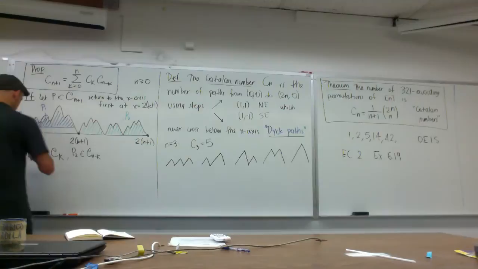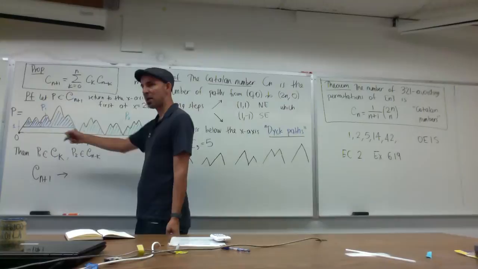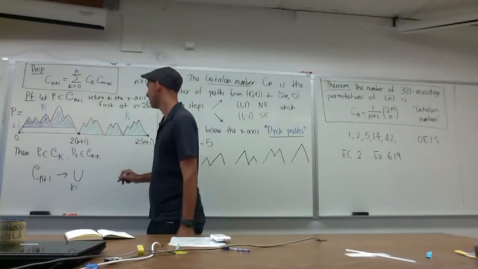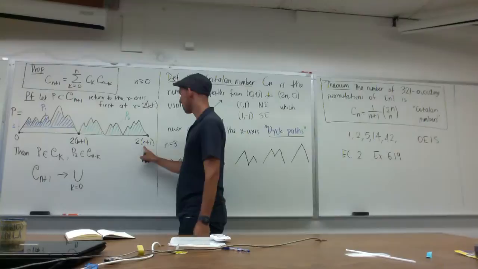I defined a map from the set of Dyck paths for n plus 1 to, well, there's a dependence on k, right? So actually, k could be anything from what to what. The first time that I could hit is at 2, which is when k is equal to 0. And the last thing that k could be is n. Okay.